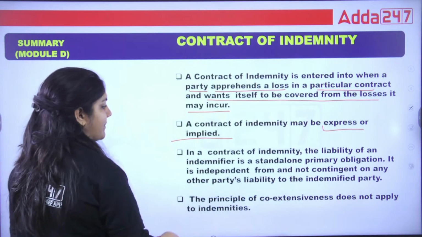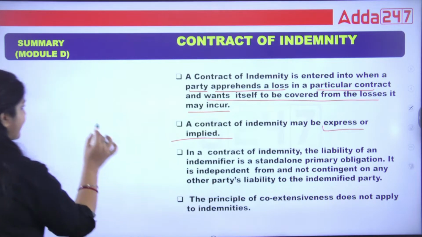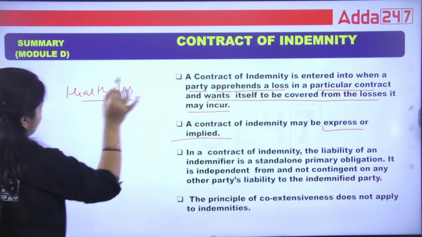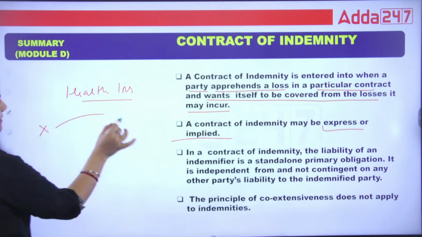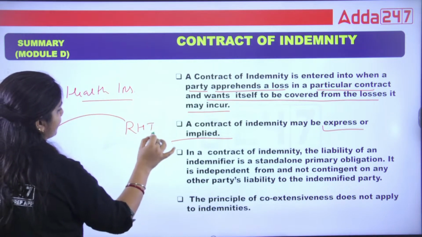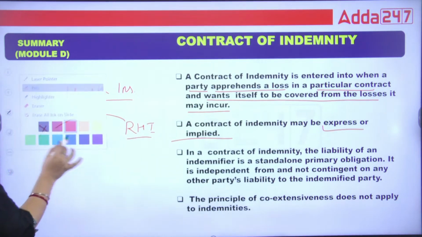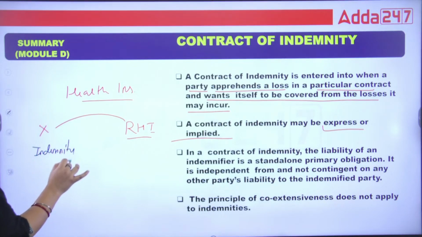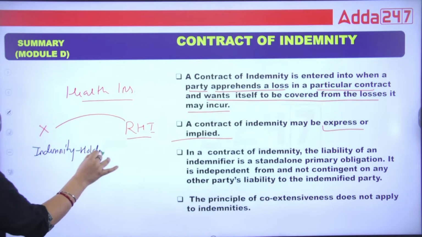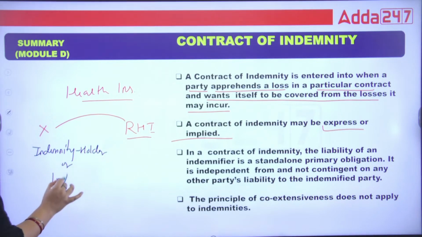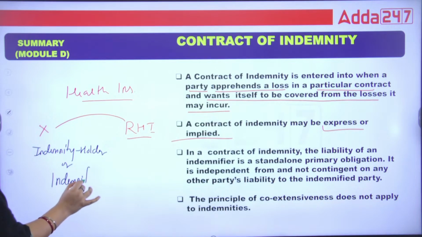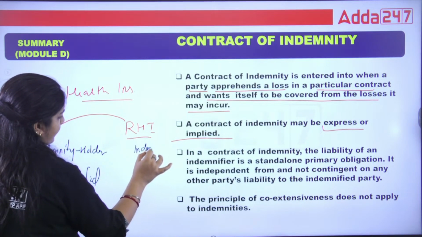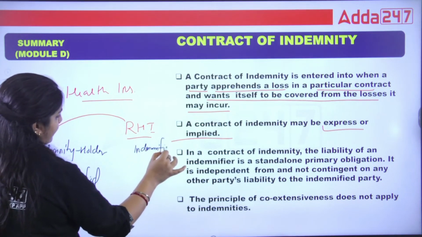In a contract of indemnity, see the liability of the indemnifier, class, just like your health insurance. In health insurance, suppose person X has taken health insurance from Reliance Health Insurance Company. So guys, person X is called the indemnity holder, and this is also called indemnified, and this insurance company is called the indemnifier.